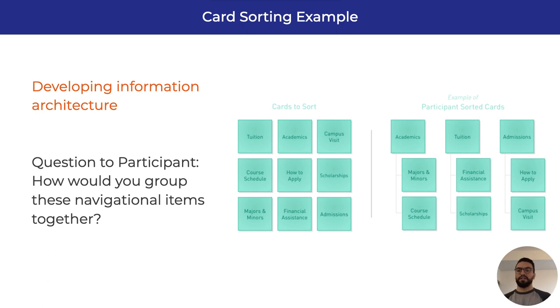This next one is about developing information architecture. So a question you would ask your user in this case is, how would you group these navigational items together? And this helps you understand how people think about the navigational items or the information architecture in your application. So you would see something like this, where under academics you would have majors, minors, course schedules; under tuition there would be financial assistance, scholarships; under admissions there would be how to apply and the campus visits and stuff like that.